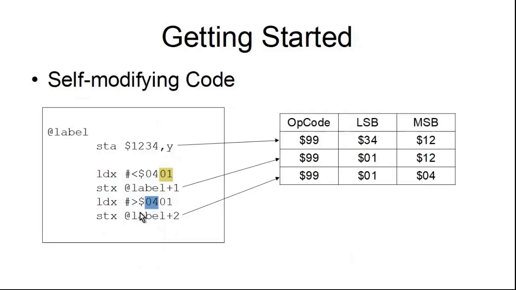And then similarly, on these last 2 lines of code, it's going to take the value 4 and put it into the high byte argument. So at the end of this result, this STA function is no longer going to store the value at memory location 1234 hex. It's now going to store it in 0401 hex.